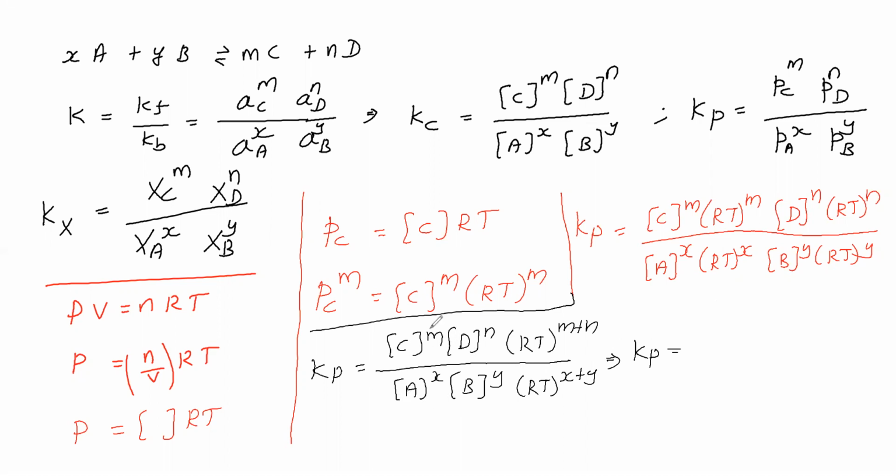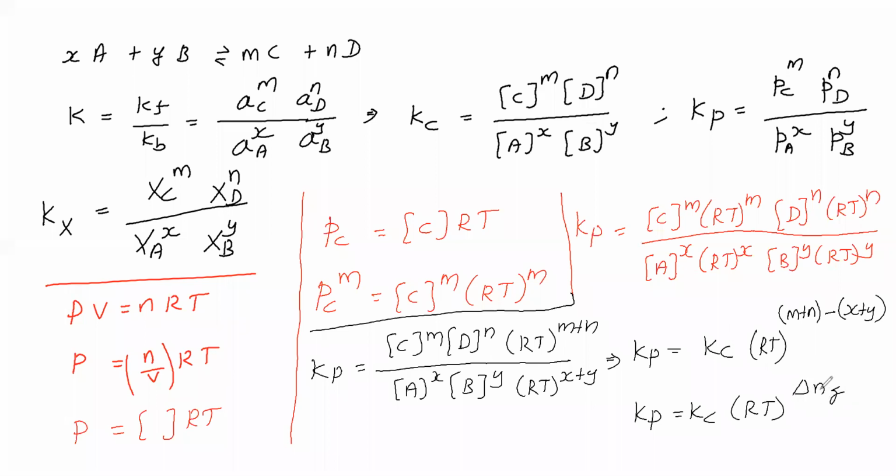This term is what in the sense? Kc. Therefore, this RT we will write: here power is M plus N, here power is X plus Y. It goes down, so it becomes minus X plus Y. Therefore, Kp is equal to Kc into RT power M plus N minus X plus Y. Then we can write Kp is equal to Kc into RT power delta Ng.